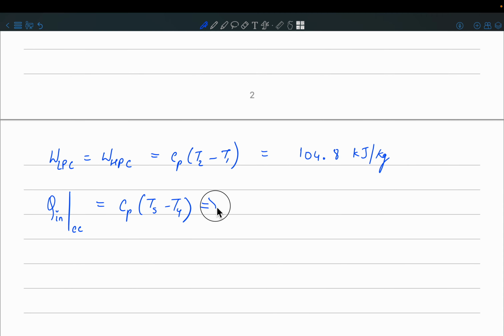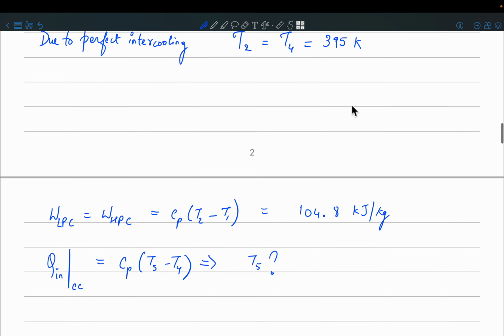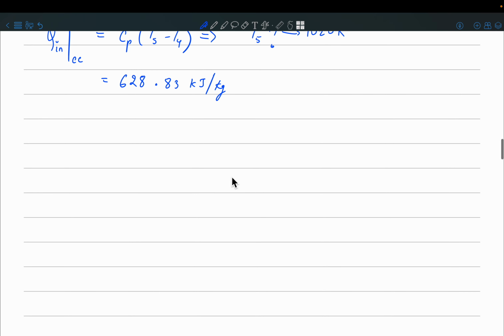So for this, we need to find T5. But T5 is given to us again, that is 1020 Kelvin, which is the maximum possible temperature, and T4 we found just now, which is 395 Kelvin. So this is given 1020 Kelvin, and T4 is also known. So now you can find the heat input in the combustion chamber, and I'll just plug in the values. This turns out to be 628.83 kilojoule per kg.